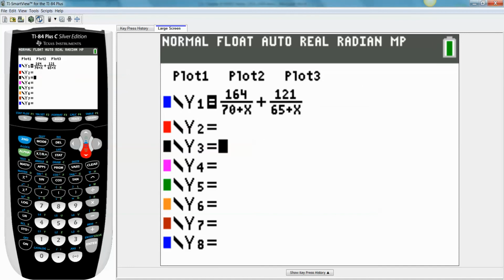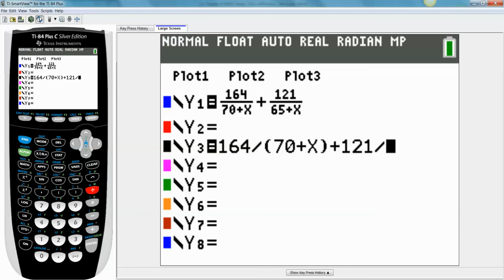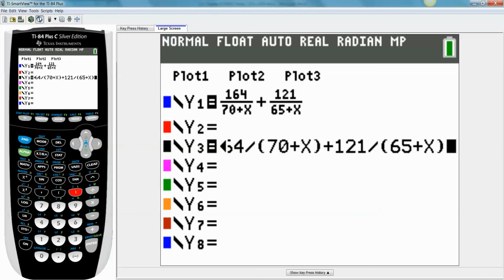Now, if you have an old school calculator and you can't do that, let me type it up down here what it would look like. 164 divided by parentheses, 70 plus x. Close that parentheses. You got to make sure you open and close that parentheses. Then plus 121 divided by parentheses again, 65 plus x. Close that parentheses. It's not nearly as pretty, and it's more easy to make a mistake, but that's it. That's the function. Okay. I'm going to clear it out, though, because I don't need it. So clear.